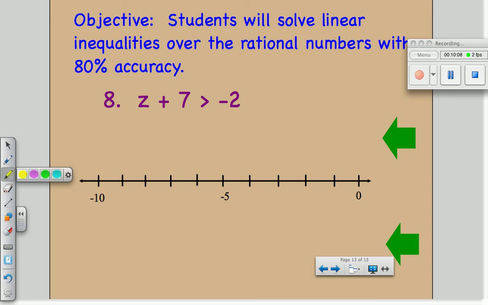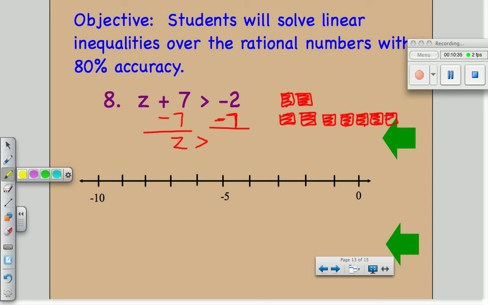z plus 7 is greater than negative 2. Subtract 7 on both sides. So z plus 7 minus 7 is z greater than negative 2. I have 2 negatives. And minus 7, I have 7 more negatives. 4, 5, 6, 7. So what do I have? 1, 2, 3, 4, 5, 6, 7, 8, 9 negatives. z is greater than negative 9.